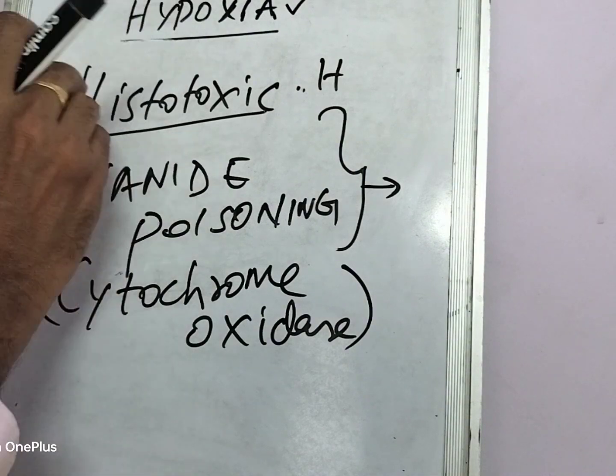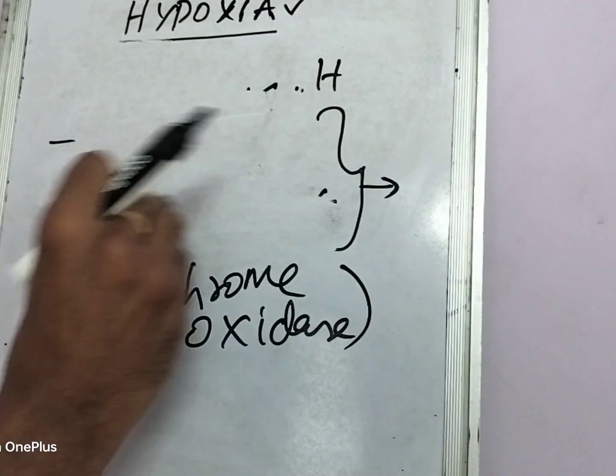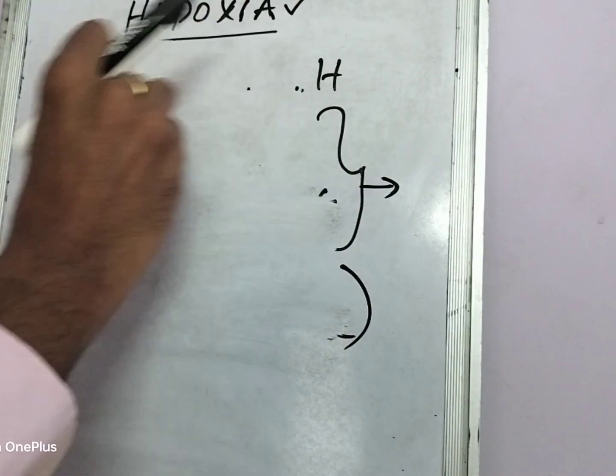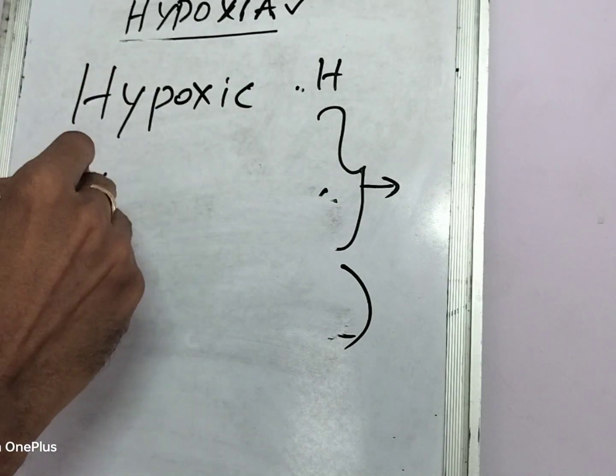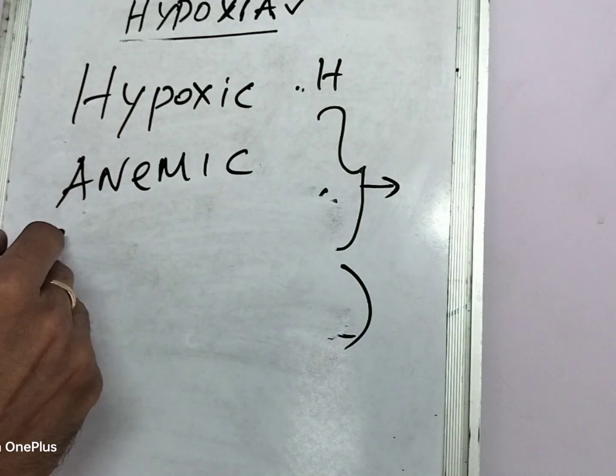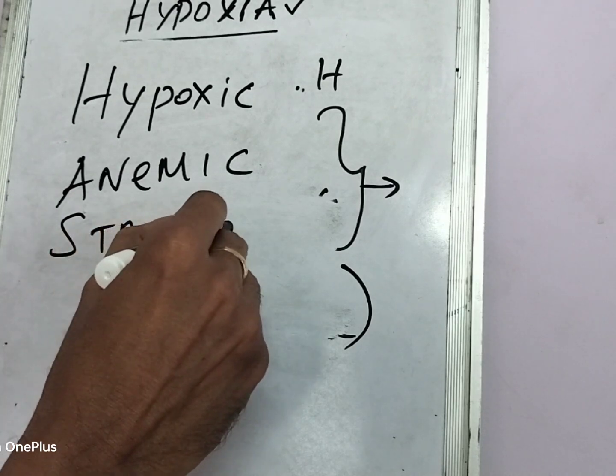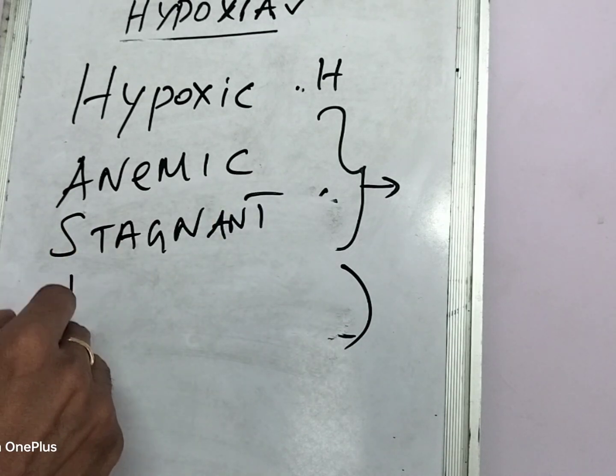So to list out, we have 4 types of hypoxia. One is hypoxic hypoxia, other one is anemic hypoxia, another one is stagnant hypoxia, another one is histotoxic hypoxia.